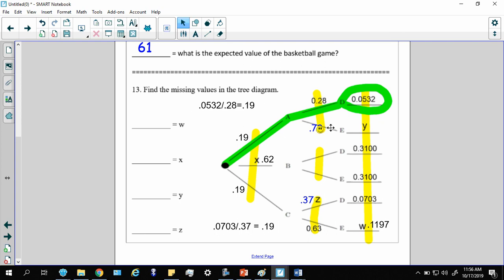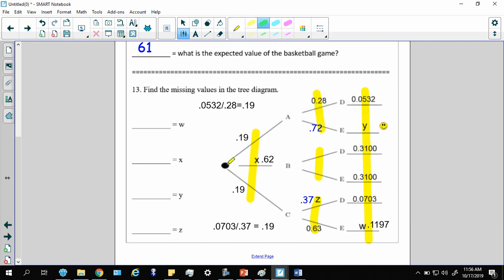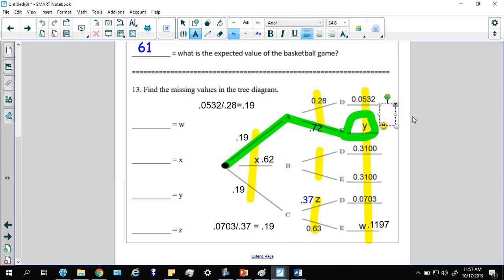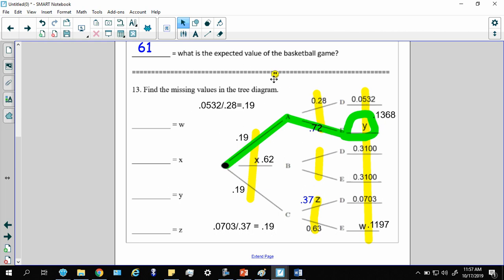All right, now solving for y very simply. Now that I have all this information solved, I can easily go, again for my visual learners, 0.19 times 0.72 will give me what y is. And that's going to be my final answer that I'm looking for. I believe the answer for y is 0.1368. Make it a little bigger. So 0.1368. Mr. Smiley, I don't think we need you anymore. And that's it. There's your answers. So just take your answers from the tree. Make sure you put them on your paper.